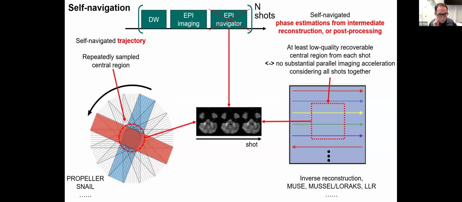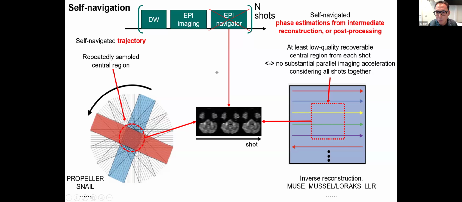And conventionally, there are two ways to do that. One is the self-navigated trajectory. That means, like in this PROPELLER trajectory, you repeatedly sample the K-space central regions, but the scan becomes a little bit redundant in terms of sampling efficiency. From the low resolution region that's oversampled in each shot, you can get a low resolution image that has spatially varying phase fluctuations, which is similar to the information provided by the EPI navigator in each shot.